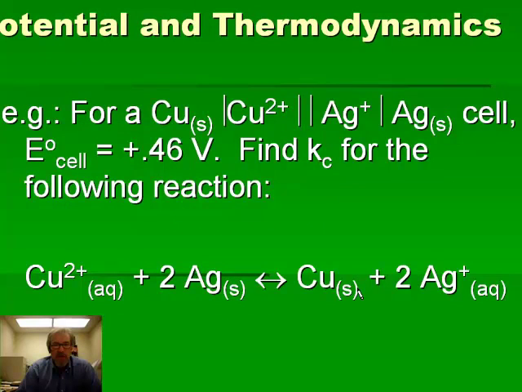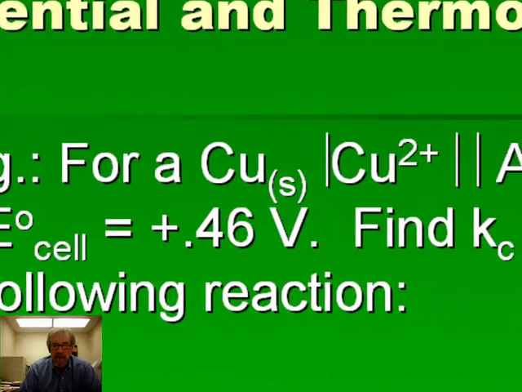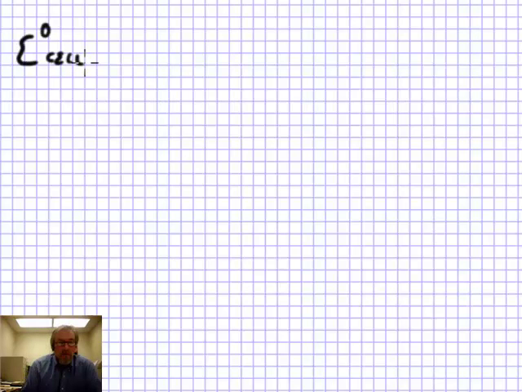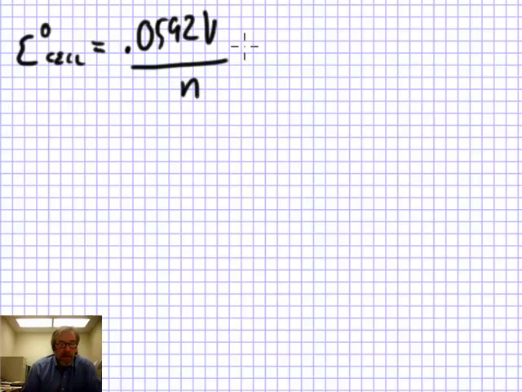For a copper 2, silver 1 silver cell, the standard cell potential is 0.46 volts. And the question is find Kc for this reaction. So what is our link? It's the equation that we just had that defines E cell in terms of K. So we know that the standard cell potential is equal to 0.0592 volts divided by n, number of moles of electrons transferred, times the base 10 logarithm of K. And K is what we're trying to solve for here.